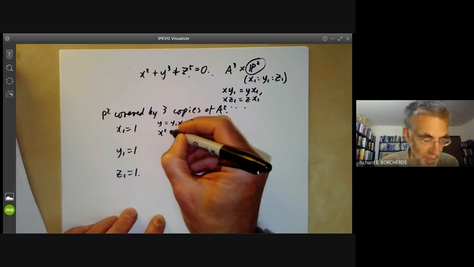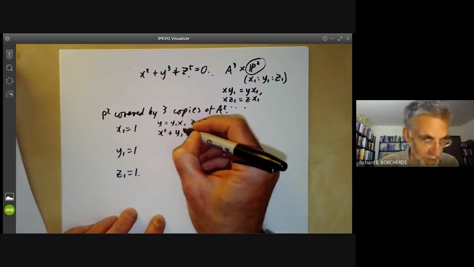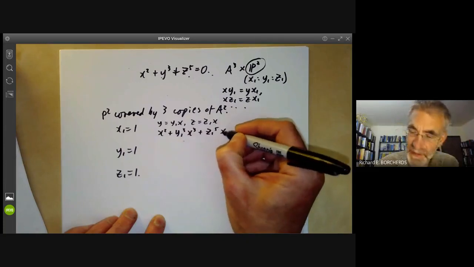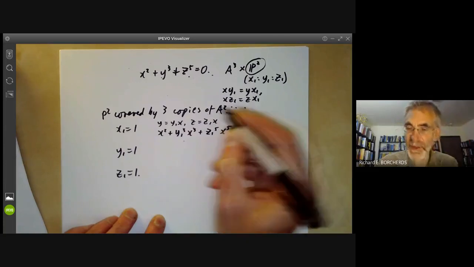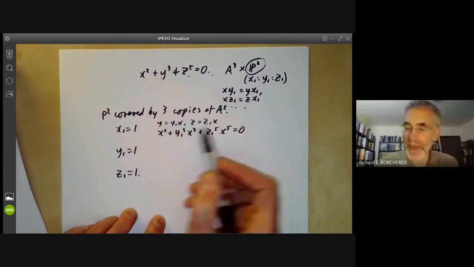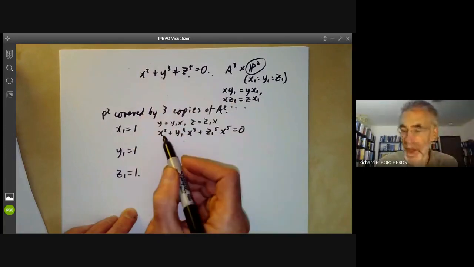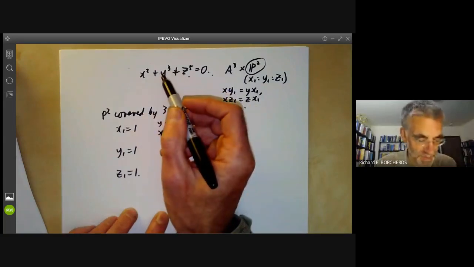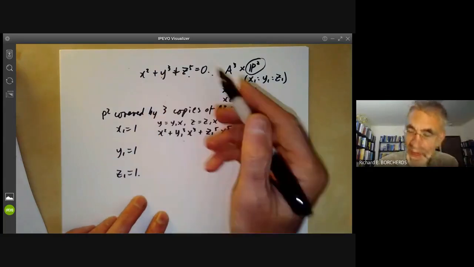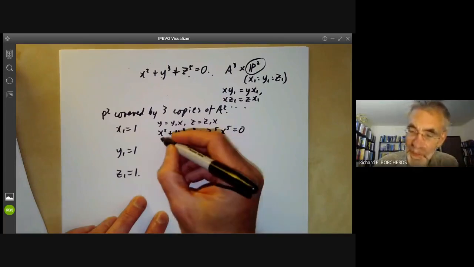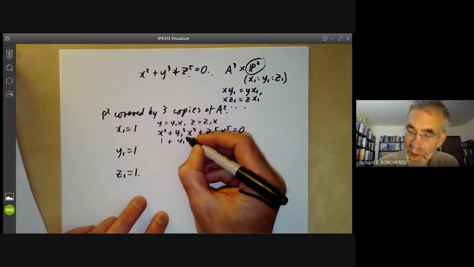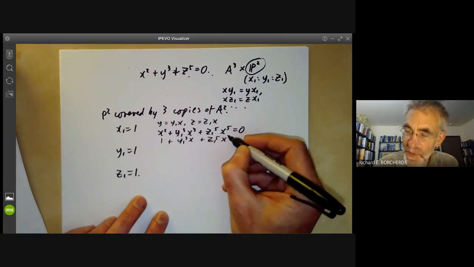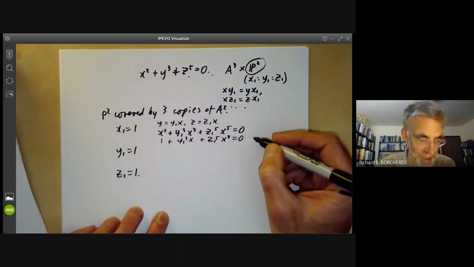x squared plus y1 cubed x cubed plus z1 to the 5 x to the 5 equals 0. So that's just coming from this equation, making this substitution. So this is one of the pieces of the blow-up of this. And we can take out the factor of x squared, and we get 1 plus y1 cubed x plus z1 to the 5 x cubed equals 0. And you can easily check this is non-singular.